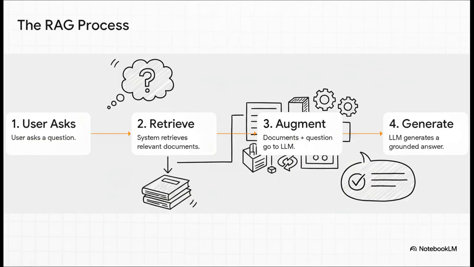So how does this actually play out? Let's walk through the steps. It's pretty straightforward. First, you ask a question. Second, the system instantly goes and retrieves the most relevant documents from your knowledge base. Third, and this is key, it bundles your original question together with those documents it just found. And finally, it sends that whole package to the LLM to generate an answer that is grounded only in the facts it was just provided.